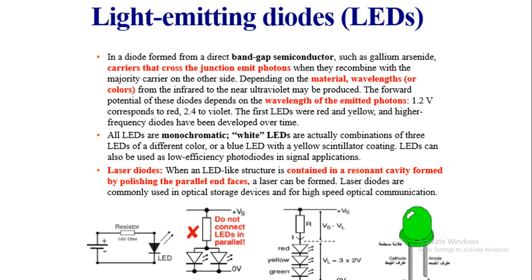The forward potential of these diodes depends on the wavelength of the emitted photons: 1.2 volts corresponds to red, 2.4 volts to violet. The first LEDs were red and yellow, and higher frequency diodes have been developed over time. All LEDs are monochromatic.